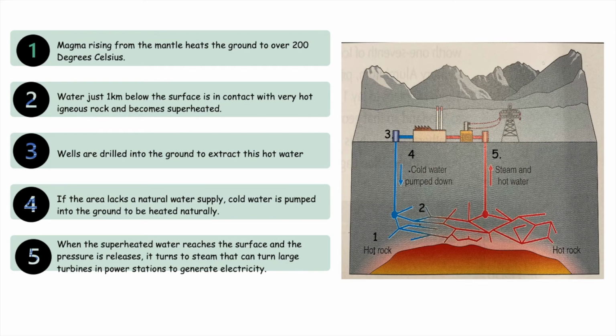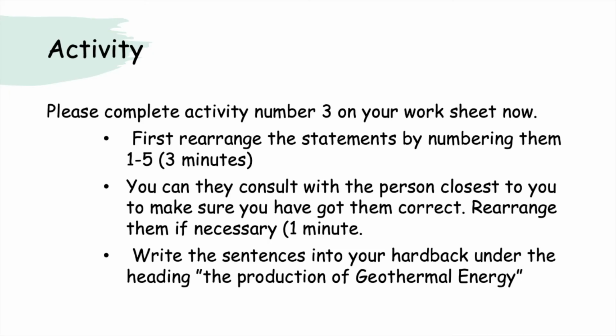What I want you to do now is activity number 3 on your worksheet. The first thing I want you to do is rearrange the sentences by numbering them 1 to 5. There's a series of sentences on the activity that are all jumbled up. I want you to rearrange these by labelling them 1 to 5. You've got 3 minutes to do that. You can then consult with the person closest to you to make sure you've got them correct.